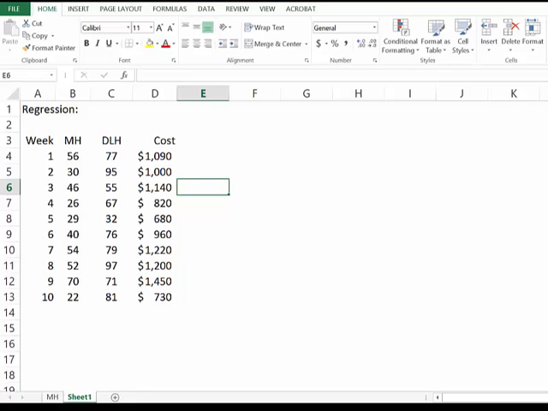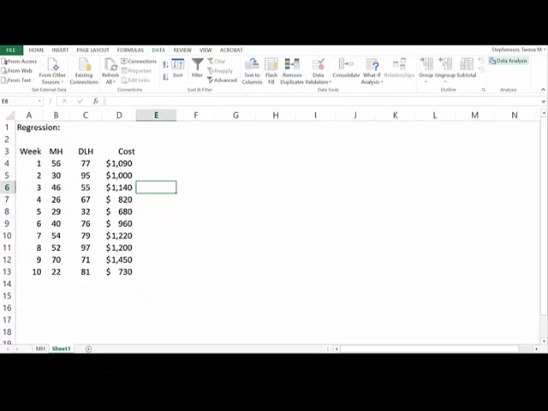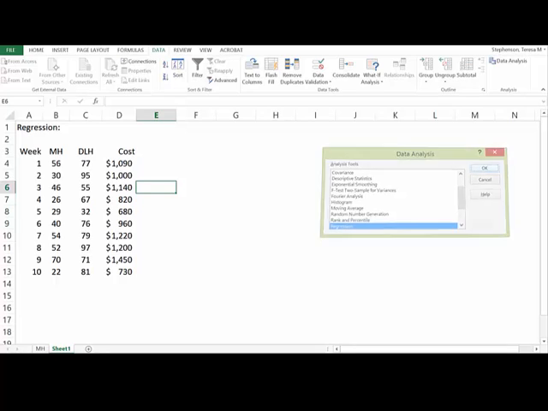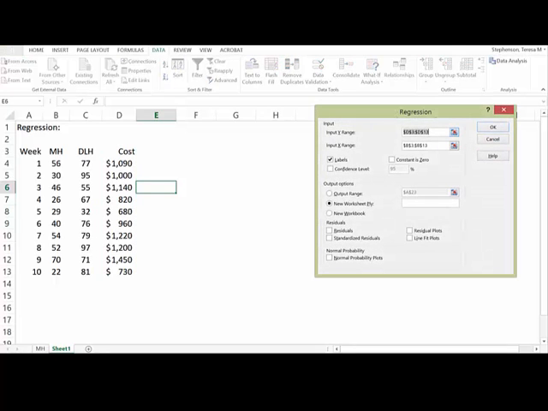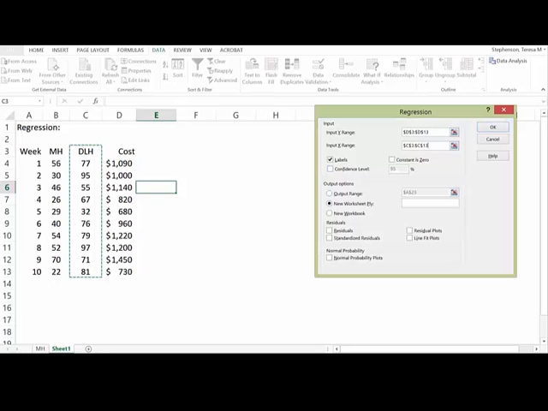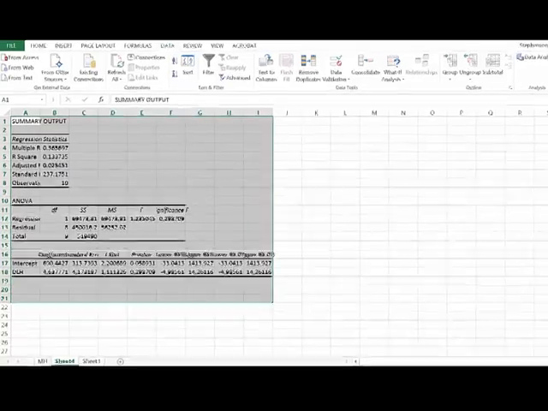Let's go back to sheet 1, which has our data on it. And we want to see if the other manager has got something with direct labor hours. So let's do the regression again. We're going to come up to data, data analysis, regression, okay. Our Y range is the costs. Our X range, in this case, is going to be direct labor hours. We're going to say new worksheet ply, and it puts it onto another sheet.